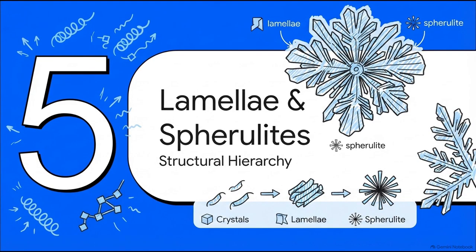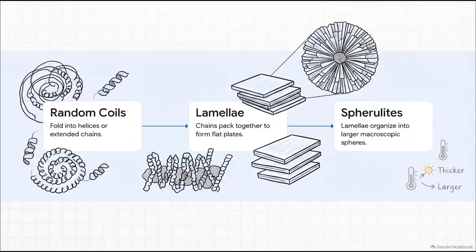All right, Module 5, forming lamellae and spherulites. Let's zoom out a bit and look at the structural hierarchy of how these crystals actually grow. You're going to want to memorize this step-by-step hierarchy. First, our random molecular coils fold up into helices or extended chains.